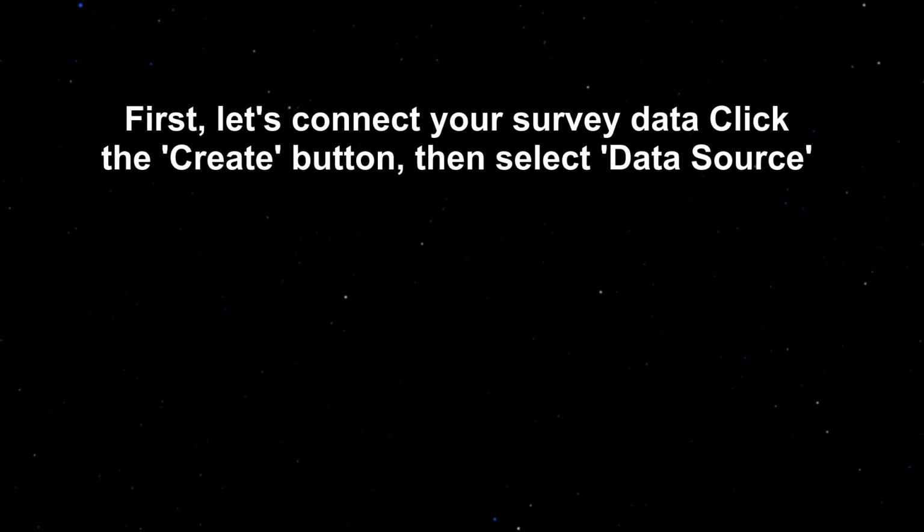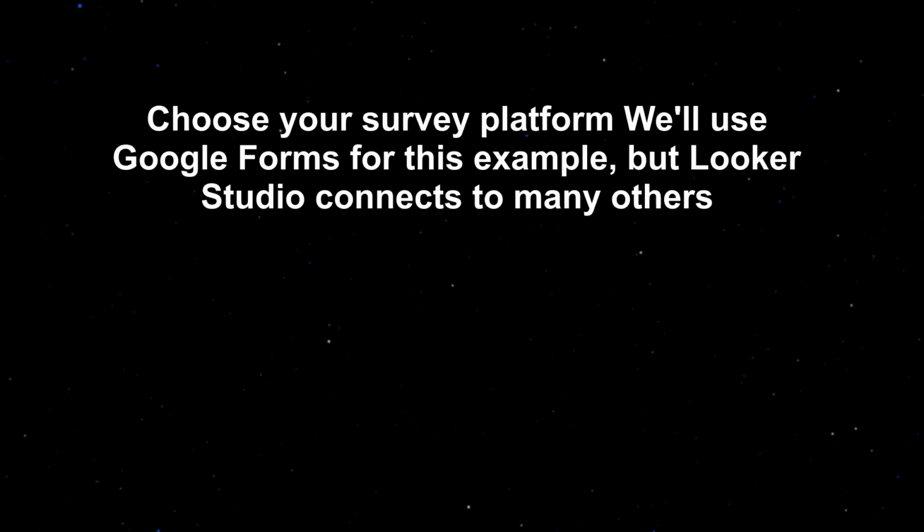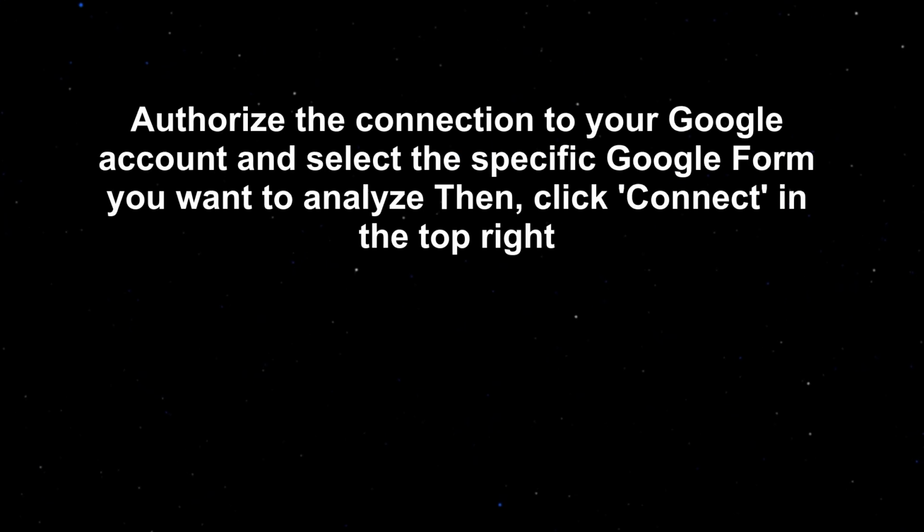Click the Create button, then select Data Source. Choose your survey platform. We'll use Google Forms for this example, but Looker Studio connects to many others. Authorize the connection to your Google account and select the specific Google form you want to analyze. Then, click Connect in the top right.